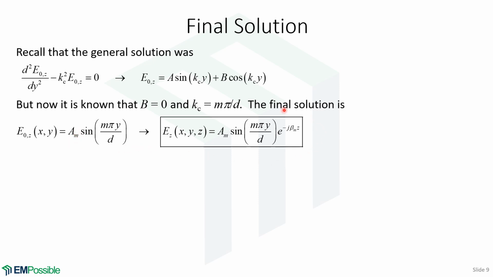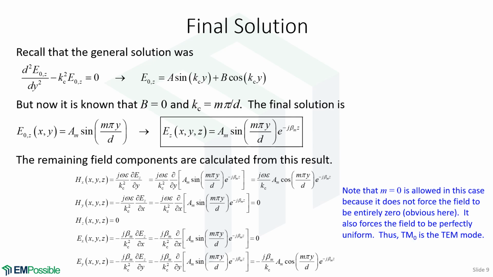So here is the final solution for the electric field, and we tacked on this e to the minus j beta z. Now we can take that solution, plug it back into our equations to calculate all of the remaining field components, and this is where we end up.